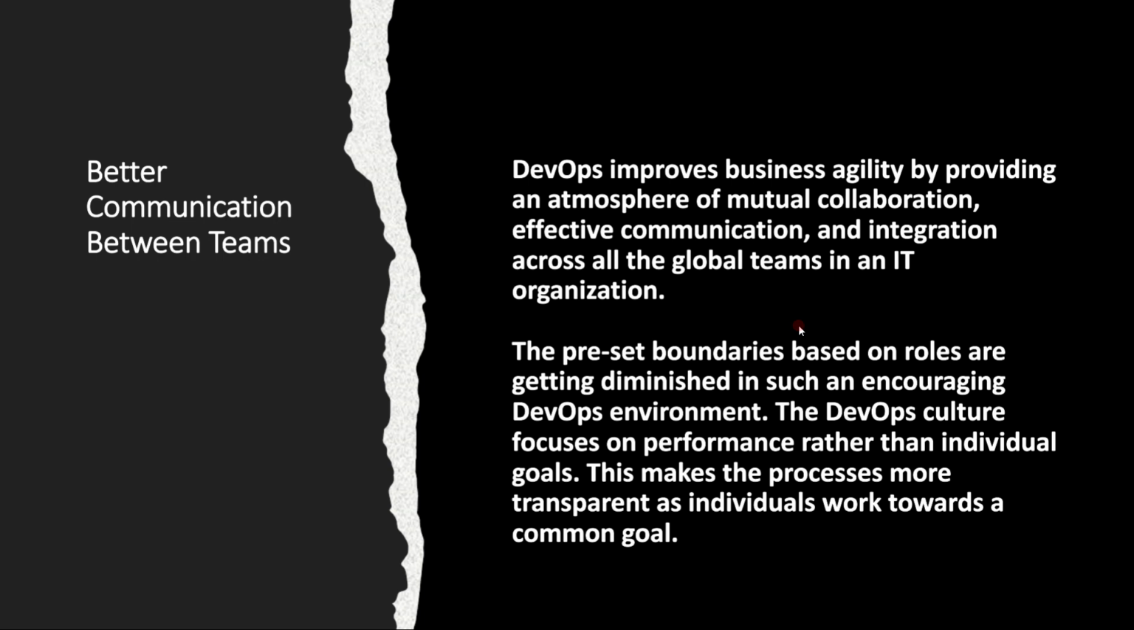So DevOps improves business agility by providing an atmosphere for mutual collaboration, effective communication, and integration across all global teams in an IT organization. The preset boundaries based on roles are getting diminished in such an encouraging DevOps environment. Okay, yeah. So DevOps culture focuses on performance rather than individual goals. This makes the process more transparent as individuals work towards a common goal.